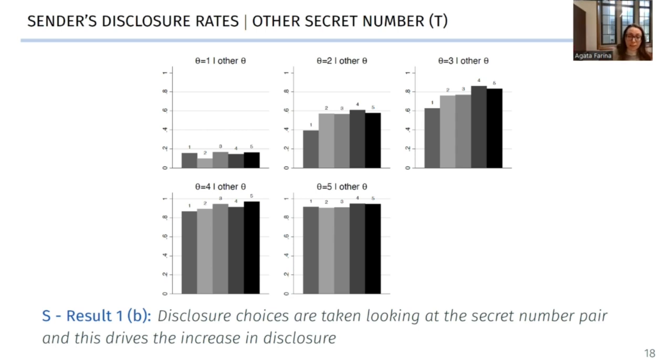Indeed, in both these cases, we see that there is significantly more disclosure when the other number in the pair is different from 1. So when the other piece of information is different from the worst possible one. We will see in a moment that this is consistent with the sender's belief, and this dependency of the disclosure of one secret number on the other one in the pair is one of the channels that will drive the increase in disclosure.